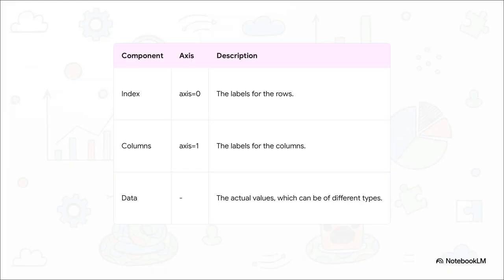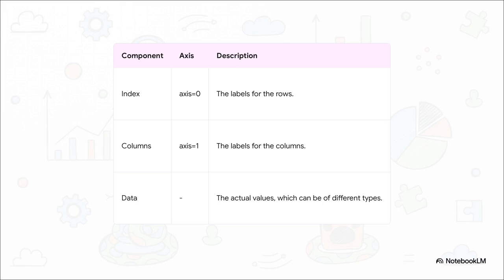So let's quickly peek under the hood. A data frame has three main parts. You have the index, which are the labels for the rows. That's called axis 0. You have the columns, which are the labels across the top. That's axis 1. And of course, you have the actual data inside. Now, you'll want to burn this into your brain.